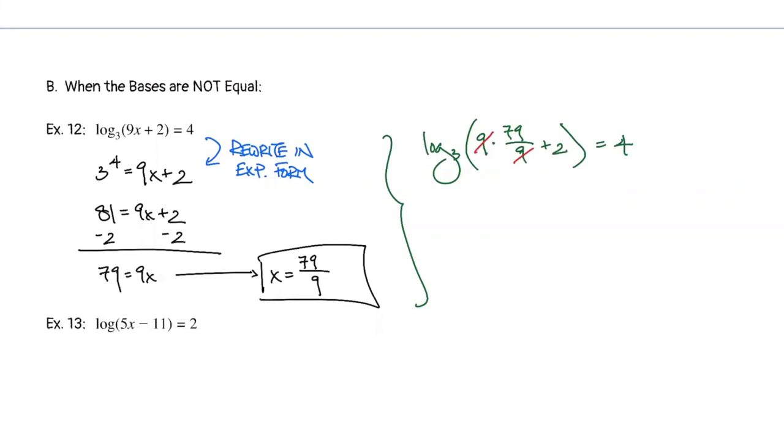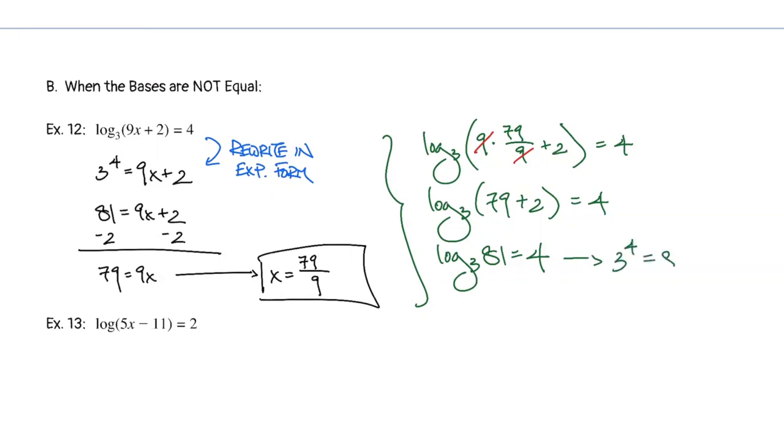So we have log base 3 of 79 plus 2. Log base 3 of 79 plus 2 equals 4. We know 79 plus 2 is 81. And we could think back to what it means to be a log. Is 3 to the 4th equal to 81? And it is, yes. So that means that our answer is not extraneous, but it actually is a solution.